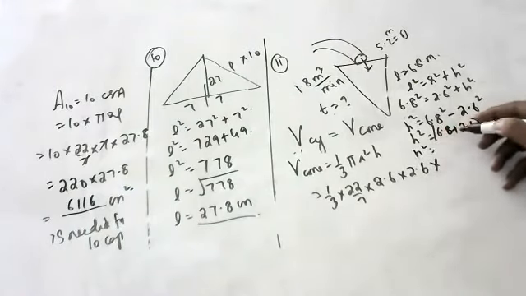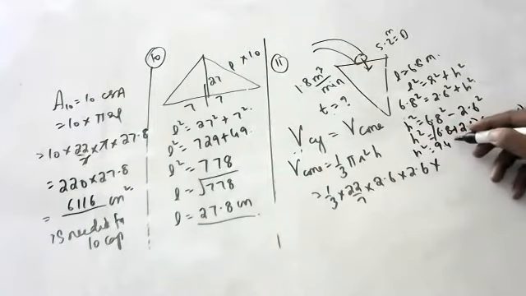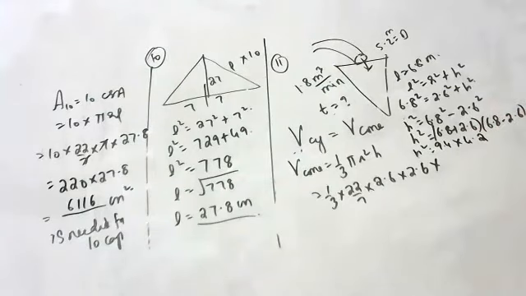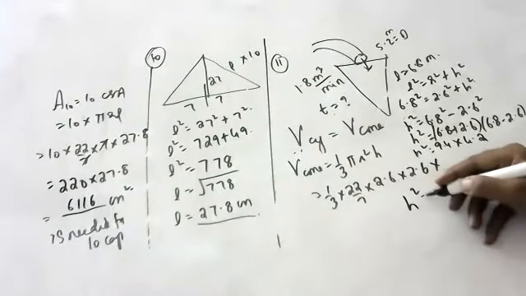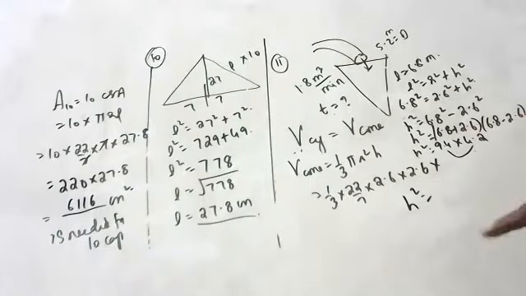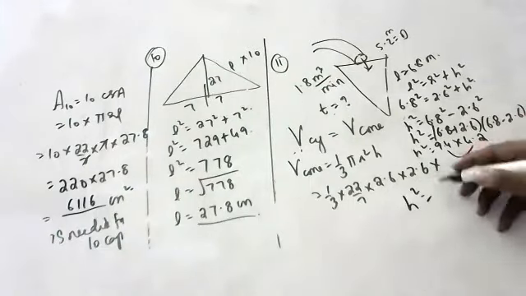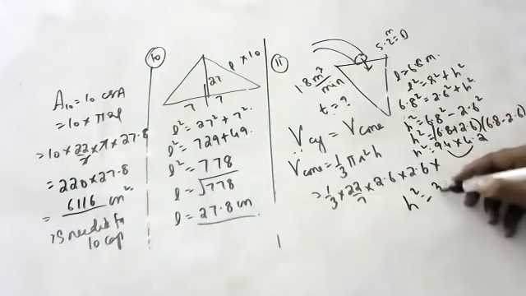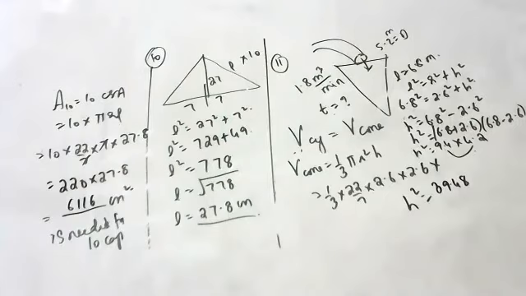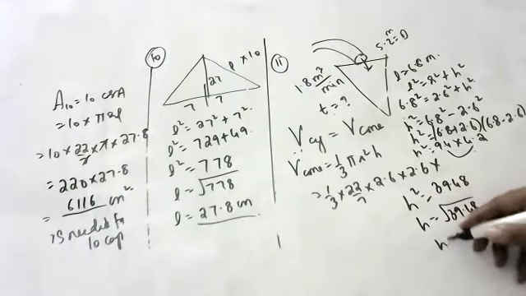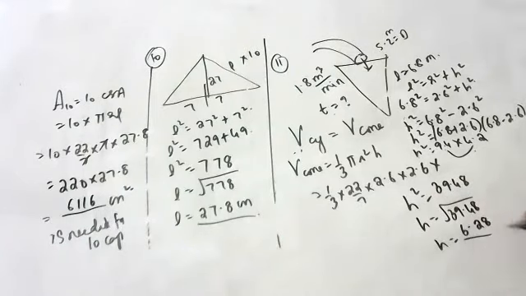So h square is equal to how much is this, children? 9.4 into 4.2. So 9.4 into 4.2, how much? 39.48, that is the answer. What is the square root of this? 6.28 something, approximately.